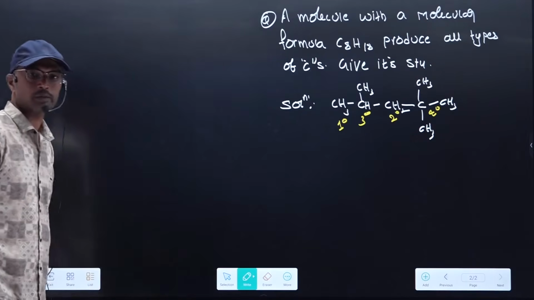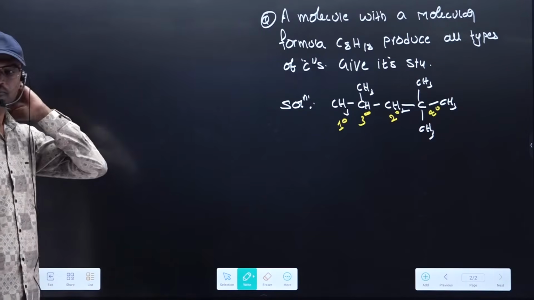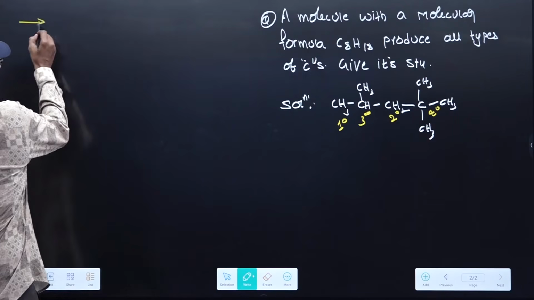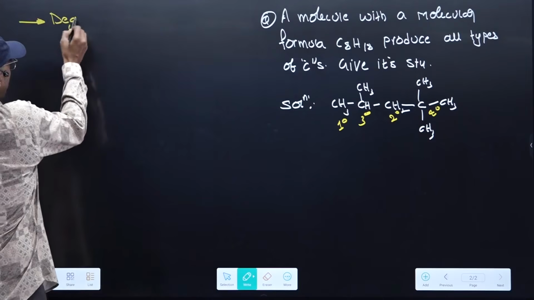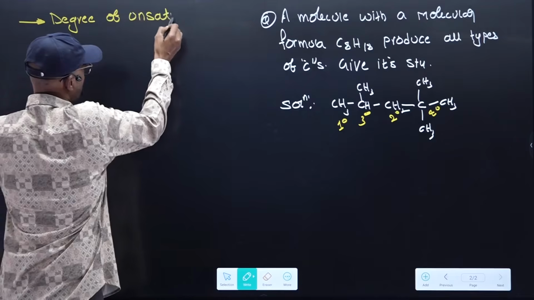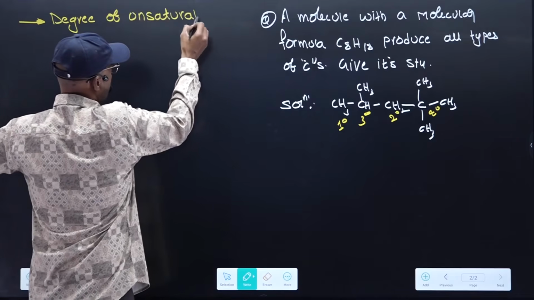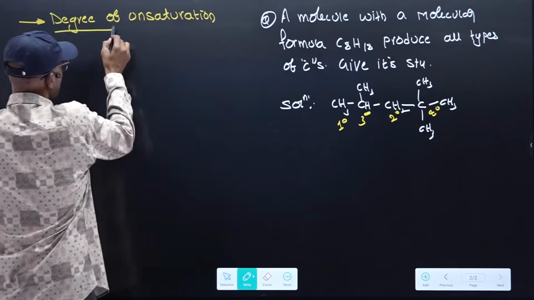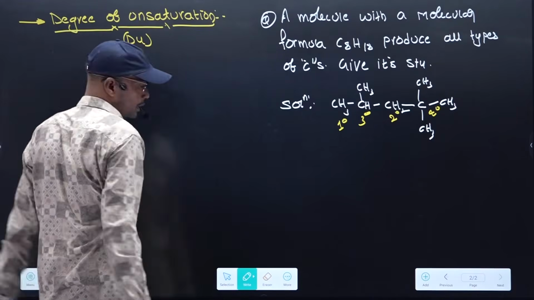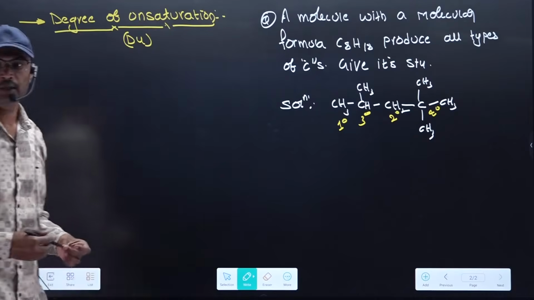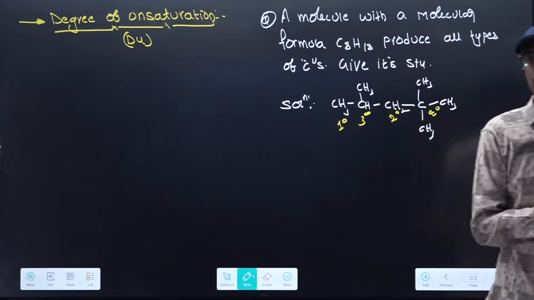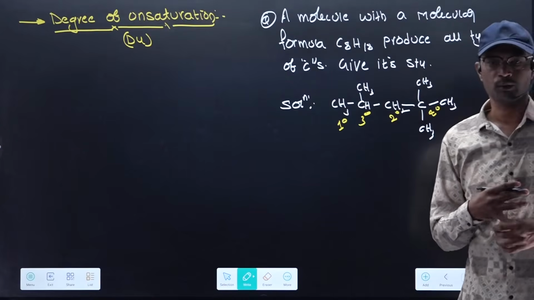So that is types of carbons. Next topic, degree of unsaturation. It is represented by DU. Degree of unsaturation, a very, very important topic. After knowing carbons, you will understand this clearly if you identify the type of carbons within the molecule.